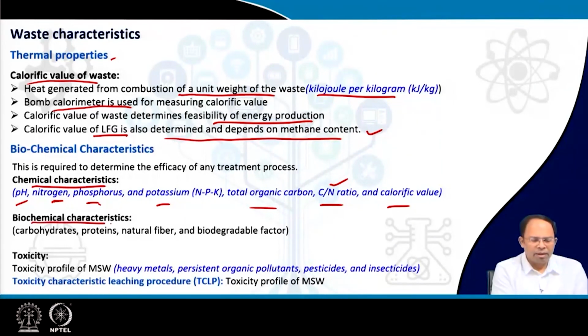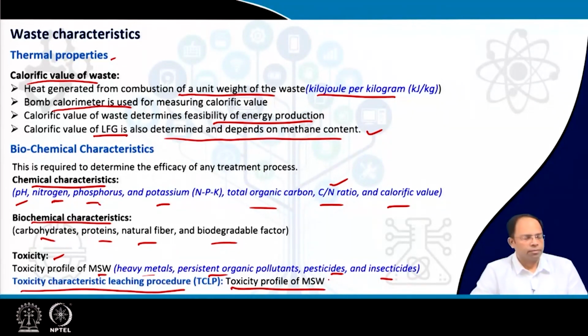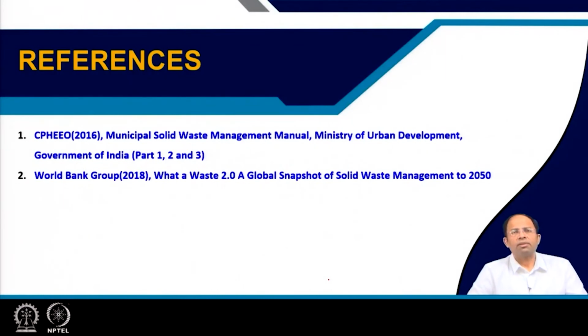Then coming to biochemical properties, particularly for organic waste, we can look into carbohydrate content, protein content, natural fiber, biodegradable factor, because these sometimes play a role in determining what subsequent processes we will undertake. Then toxicity of waste, the toxicity profile of MSW: how much heavy metals, persistent organic pollutants, pesticides, insecticides remain in waste, and also the toxicity characteristic leaching procedure, which is the procedure followed for determining the toxicity profile of municipal solid waste. So these are some of the references you can study.